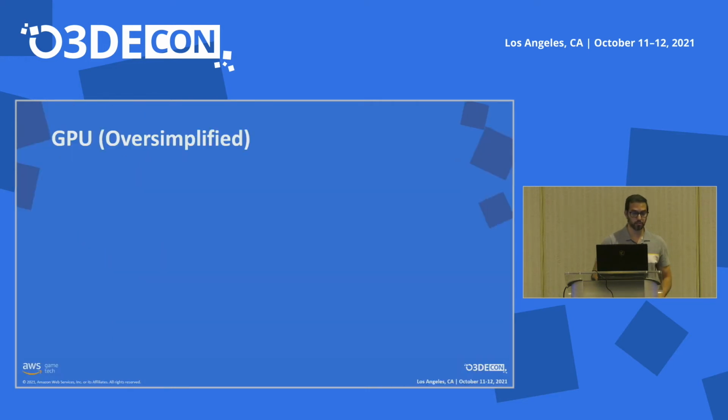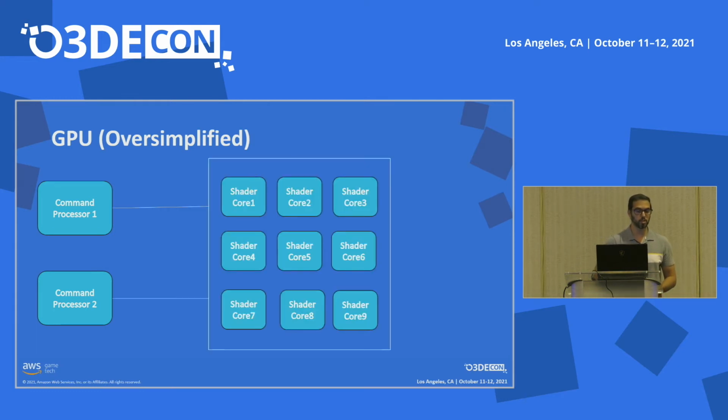Why do we need RHI? In order to understand why we need RHI, we need to understand how GPUs work. These days, pretty much all GPUs have multiple command processors. Think of command processors as a front end to the GPU. We give each processor a bunch of work to do, and the command processor essentially parallelizes all that work across multiple shader cores. It's usually based on the limitations of the work.